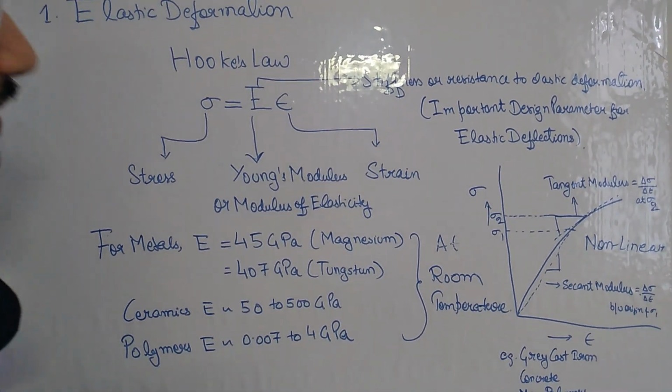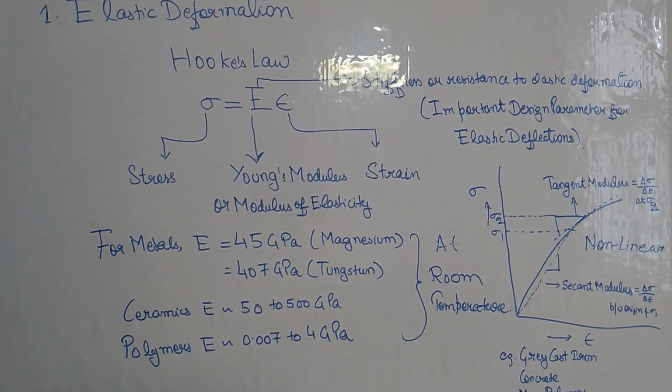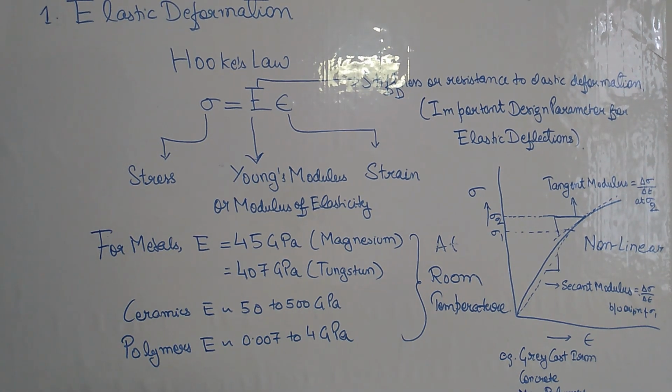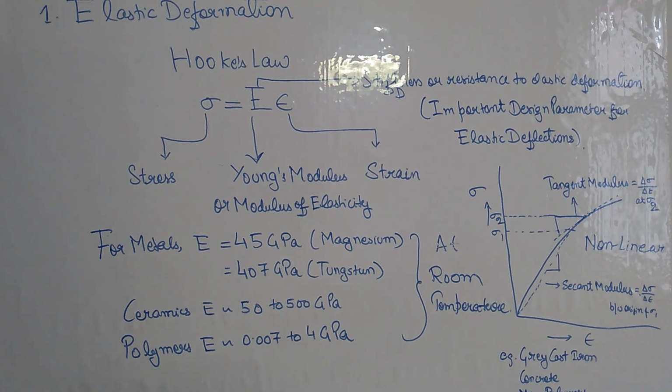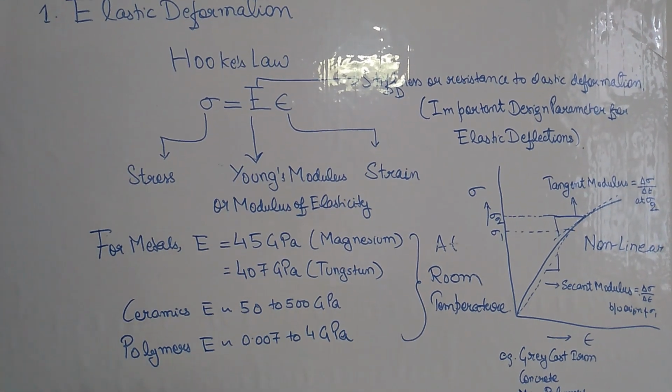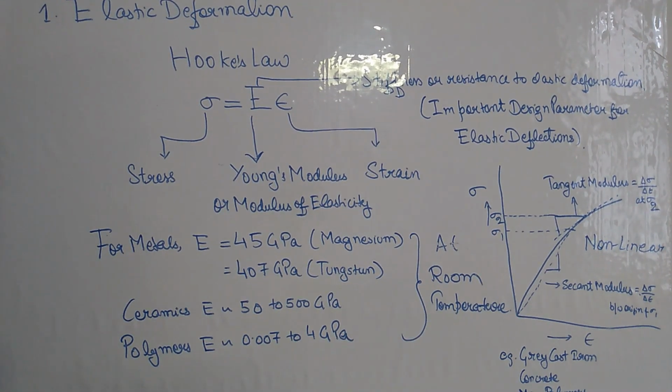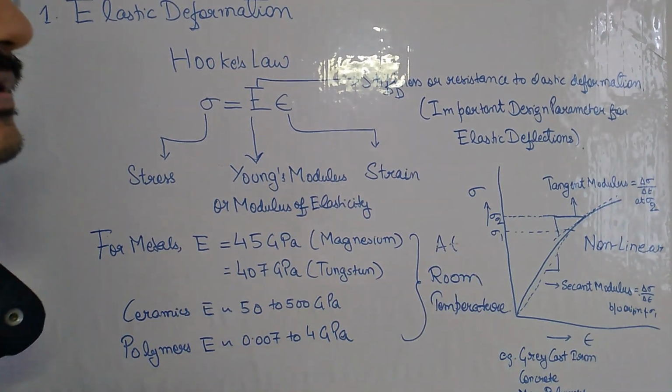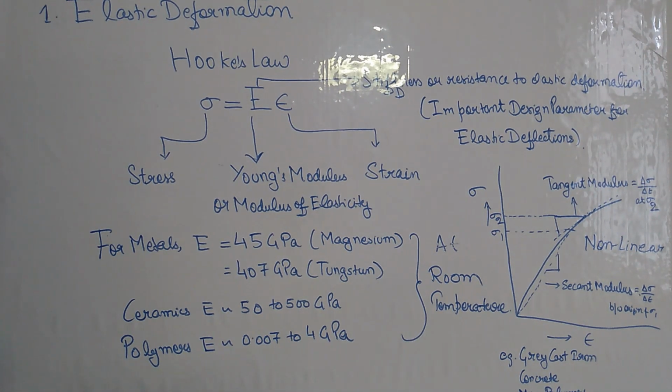So today we'll talk about elastic deformation, or what is also known as Hooke's law. As we know, in the initial region of deformation, the stress is directly proportional to the strain, and the constant which governs these two quantities is called Young's modulus or modulus of elasticity. This modulus represents the stiffness or resistance to elastic deformation and is often an important parameter to design materials in which elastic deflections are very important.